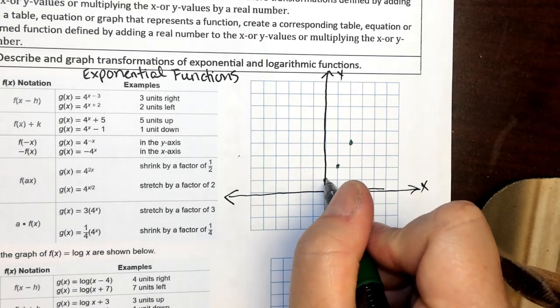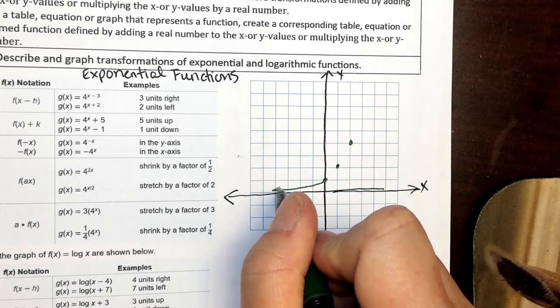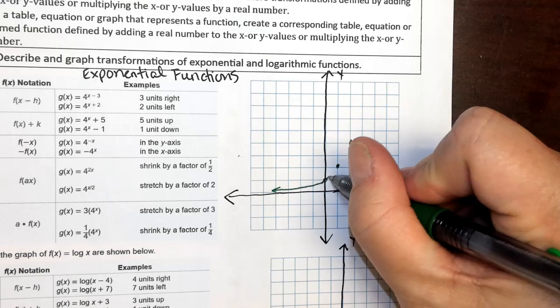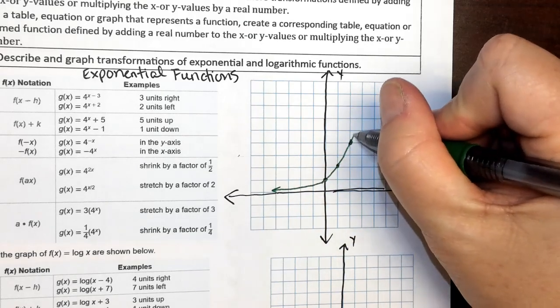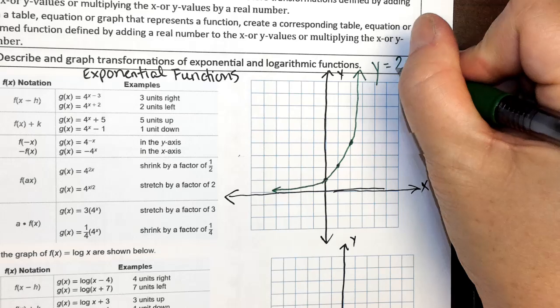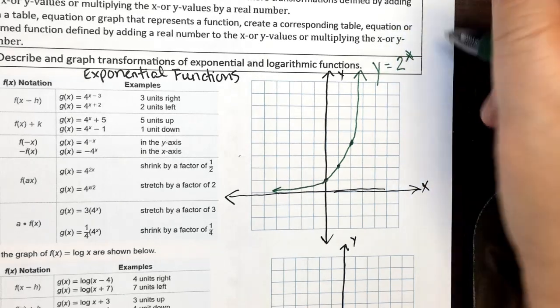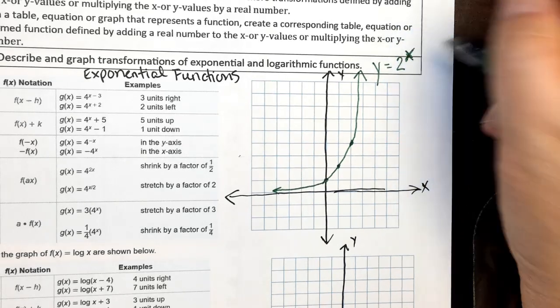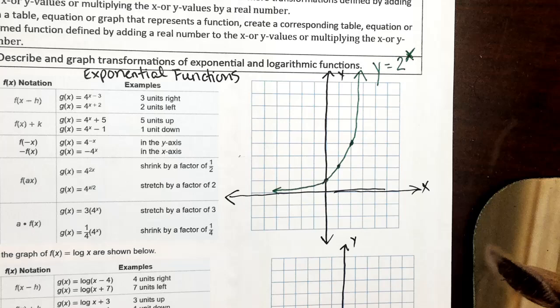So remember, the thing with these is you have an asymptote. So my asymptote is going to approach 0 or approach the x-axis. So this is actually the function y equals 2 to the x power. Remember, that is how you know it's exponential if it has an exponent that is a variable.